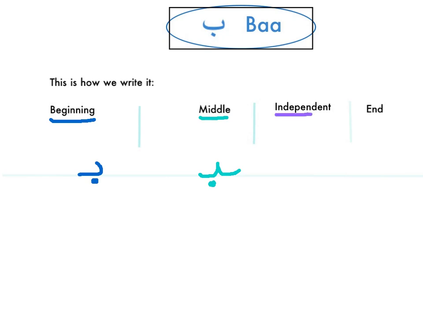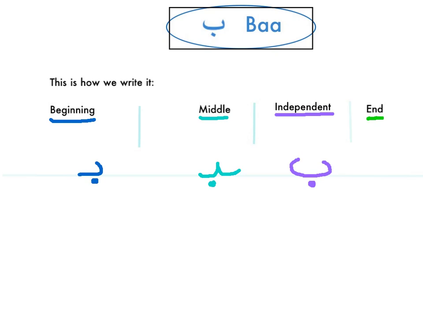Now watch as I write Ba in its independent shape. So when Ba is written independently, you see its full shape. It is written just like at the top of the page. We start with the tooth and then go down to the line, and then we write the final tooth facing the first tooth. Then to finish, we write the dot below it.